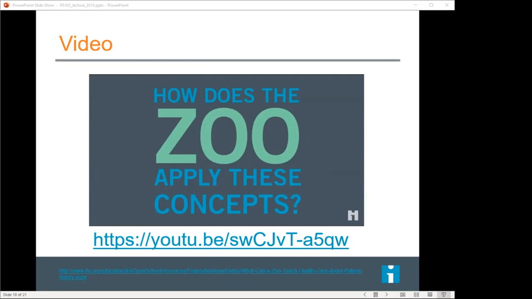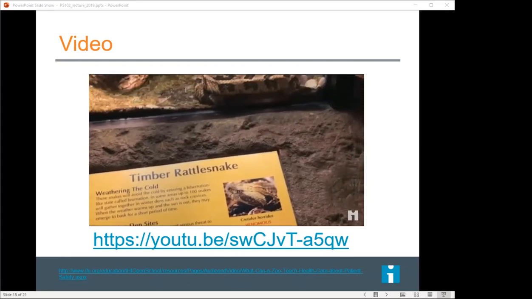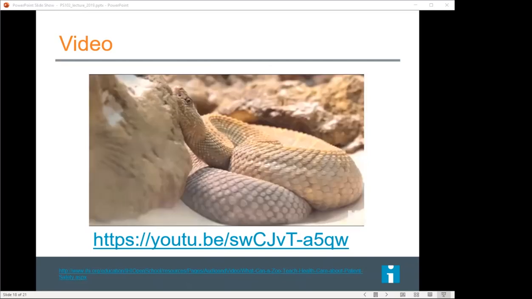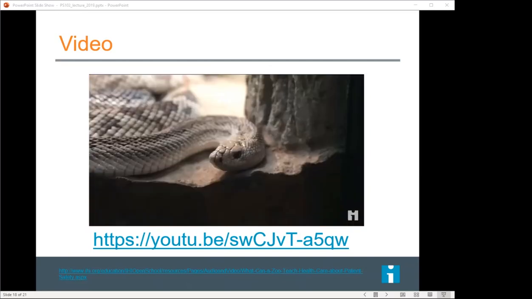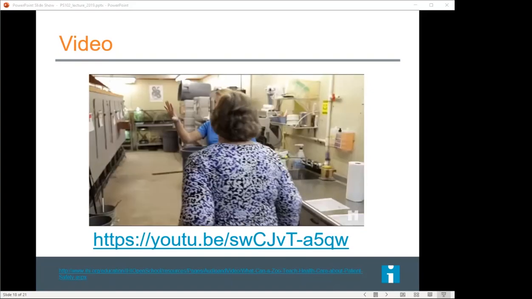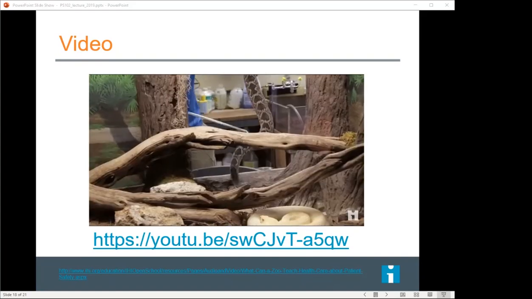How does the zoo apply those concepts when handling venomous snakes? My name is Michelle Hoffman. I'm a reptile keeper at the Central Florida Zoo. I've been here for 4 years and I work with one of the largest collections of venomous reptiles in the Southeast within AZA Zoos. Michelle took us behind the scenes to show us how they stay safe when handling snakes, to clean their enclosures and to move them.